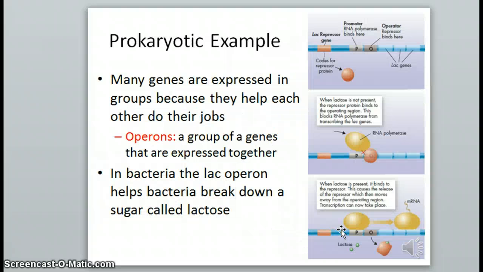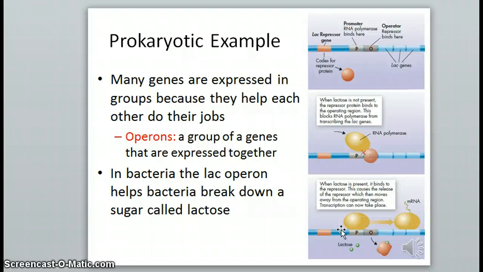Milk sugar eating bacteria, the kind that gets in your milk carton and makes it stinky and gross, need several enzymes to break down the sugar lactose. Each enzyme is coded for by a separate gene, but they all work together and need to be turned on at the same time, so they are all controlled together.